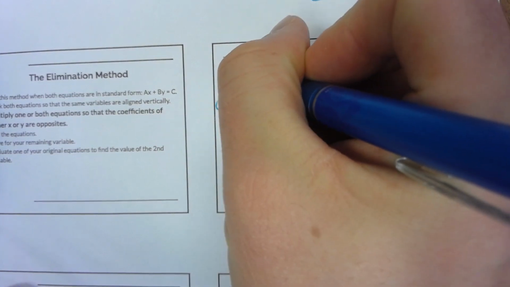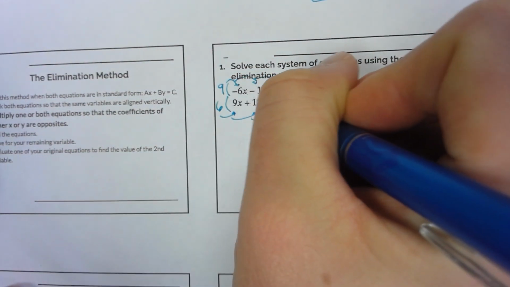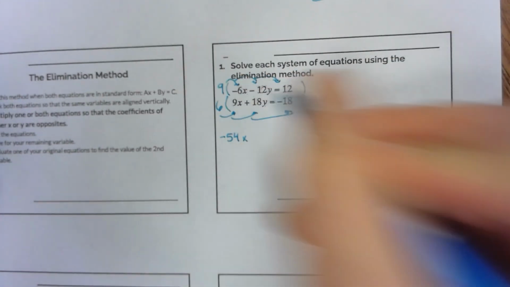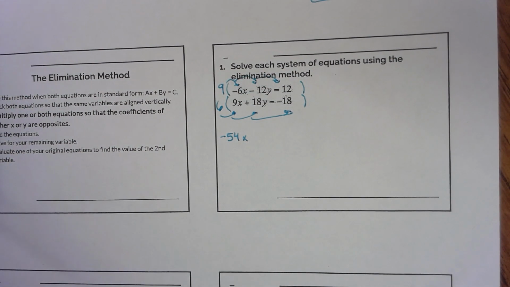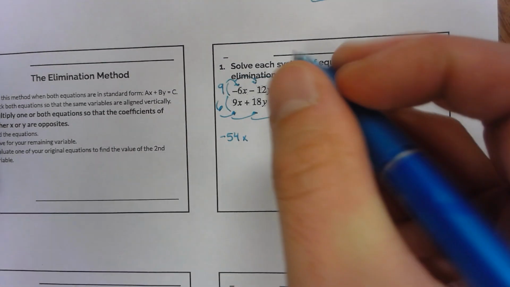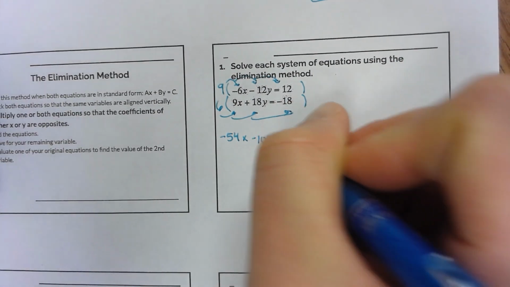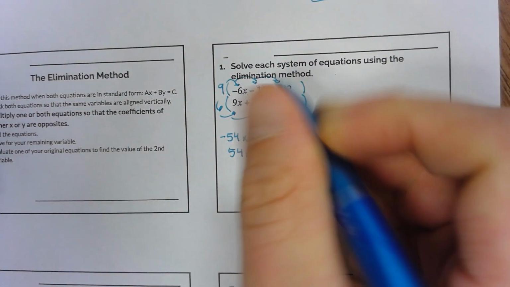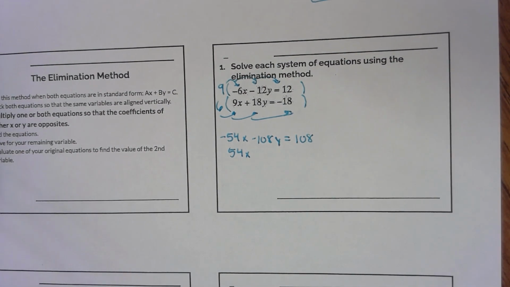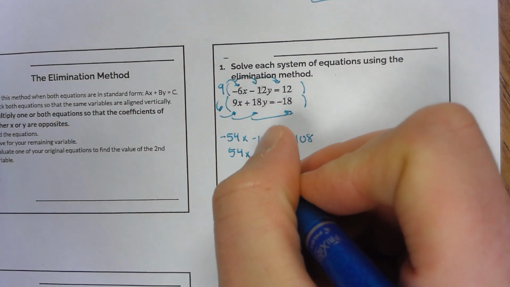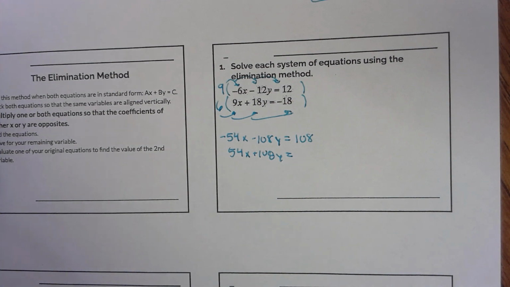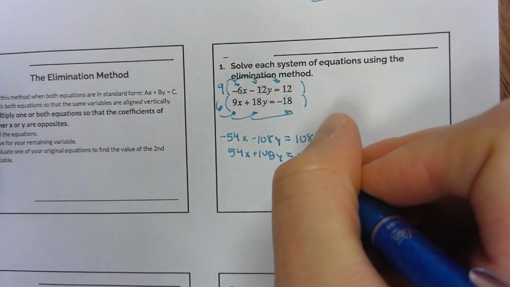We've got a lot of multiplying to do. So 9 times negative 6 is negative 54. 9 times negative 12 is negative 108, so minus 108y, then equals 108. Then 6 times 9 is 54x. 6 times 18 is 108y again. And then 6 times negative 18, I just did that. It's negative 108.